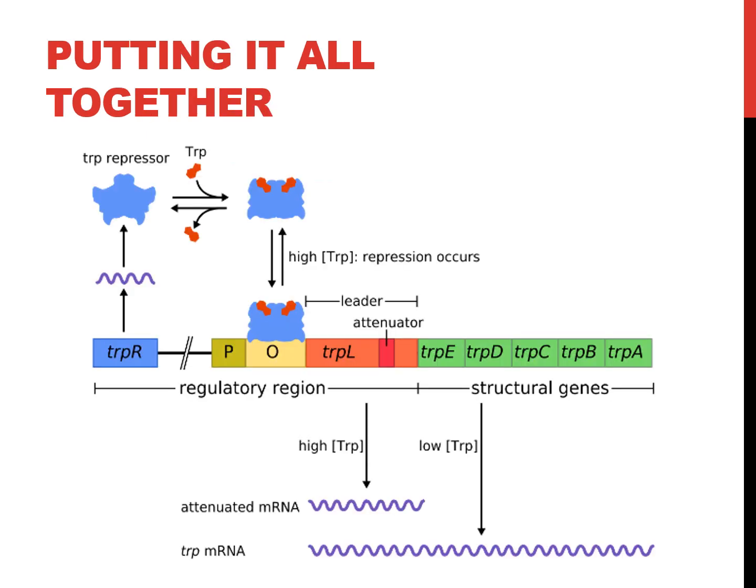All right, and this is our last thing we're going to look at. Again, this is the same TRP Operon with the same repressor protein, just shown in a different way. Okay, so this is putting it all together. Should be able to understand this, at least to a reasonable extent now.